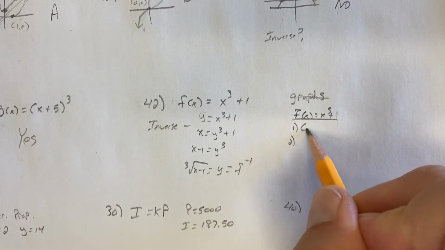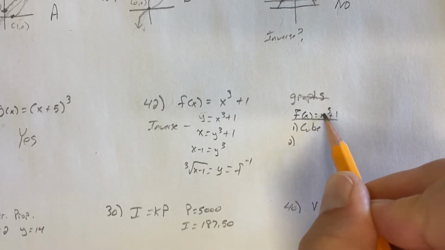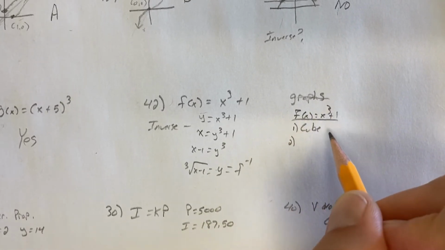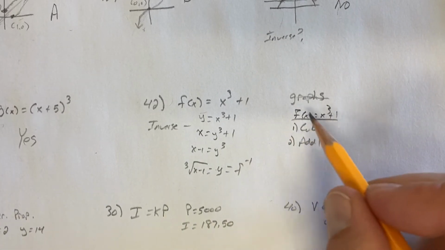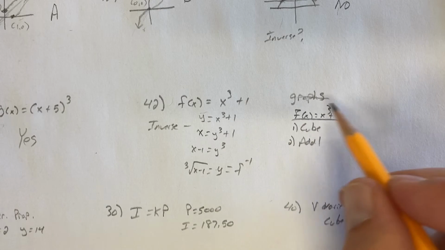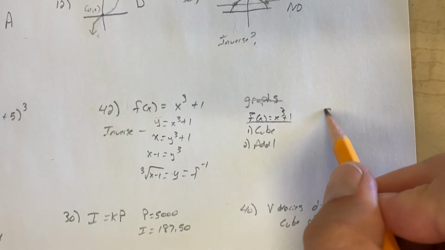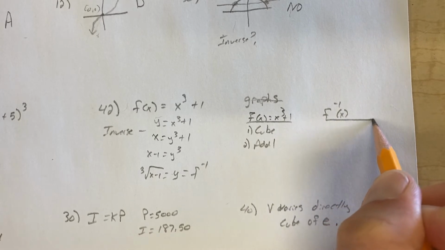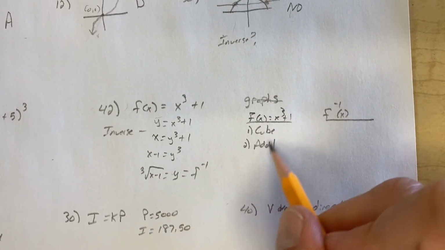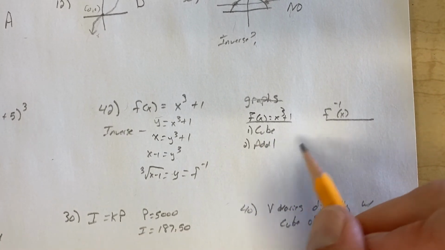And the first thing I would do would be to cube it, right? I would go 5 times 5 times 5 based on the exponent, and then I would add 1 to it. This is what this function is, right? This is what it tells you to do to anything you put into it. So when I say, well, what about the inverse of that function? Okay. Well, the inverse of this function is going to do the exact opposite in the exact opposite order.